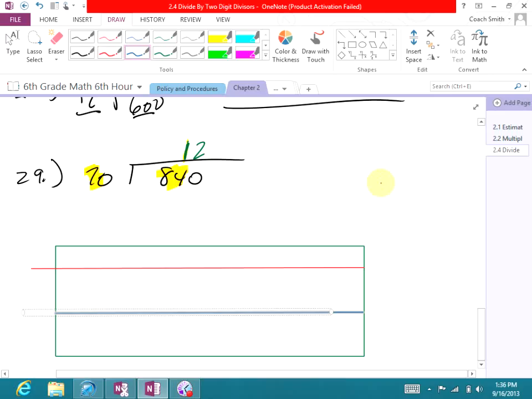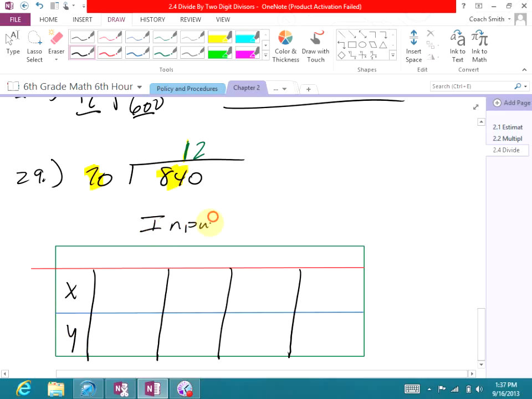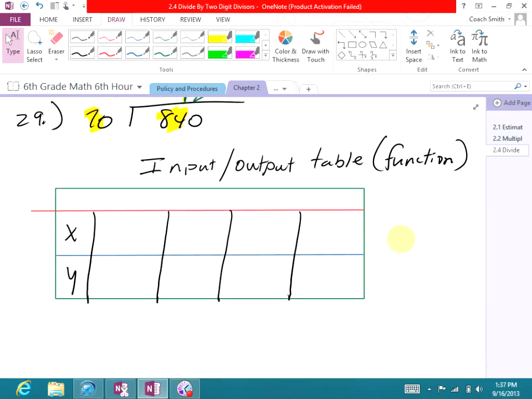All right, on this box, we've created some lines. You have an X and Y. We call this an input/output table. Okay, this is dealing with what we call in algebra functions. Okay, we'll talk more about functions as the year goes on. For our purposes right now.